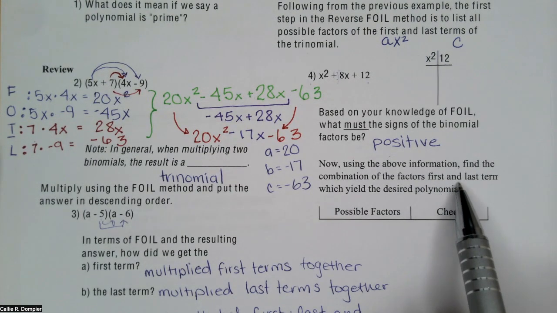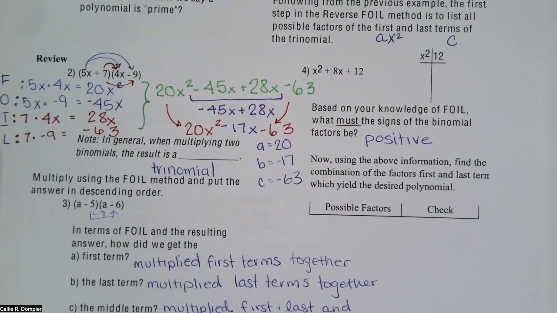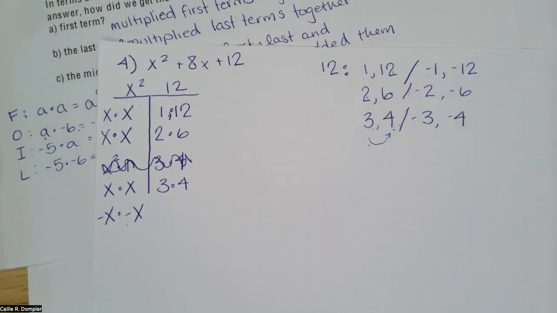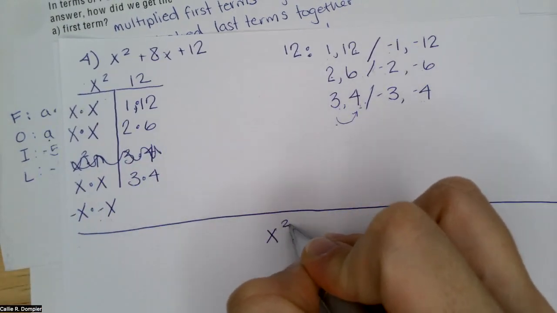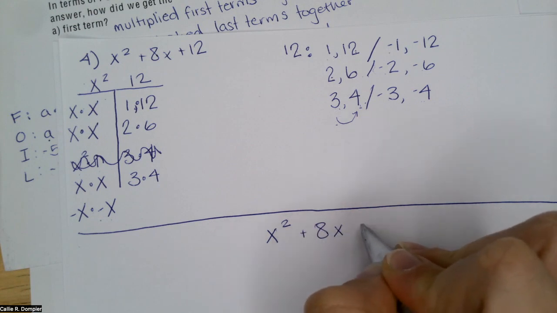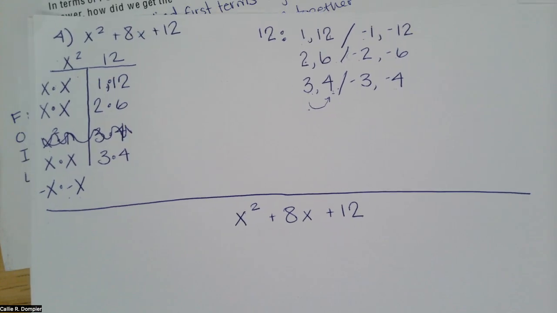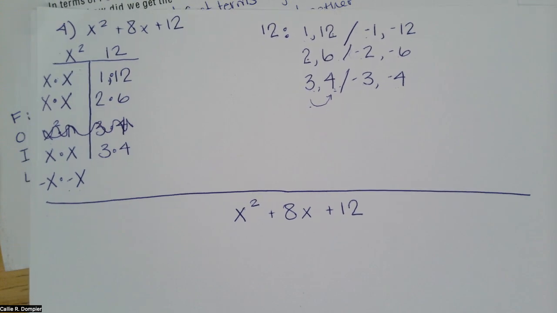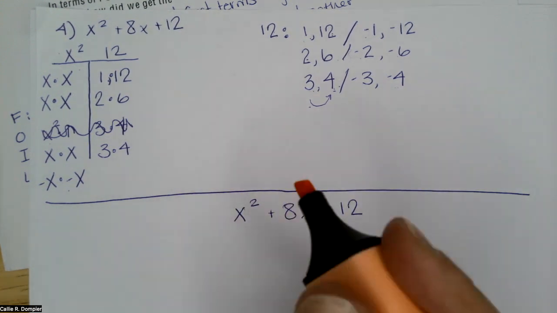Right, now using the above information, find the combination of factors of the first and last terms which yield the desired polynomial. Sounds confusing, but here's what we have, okay? We have x squared plus 8x plus 12, and this is called the reverse FOIL method, okay? The reverse FOIL method uses what we know about the FOIL method. To do the FOIL method, we end up with a trinomial, but what do we start with?